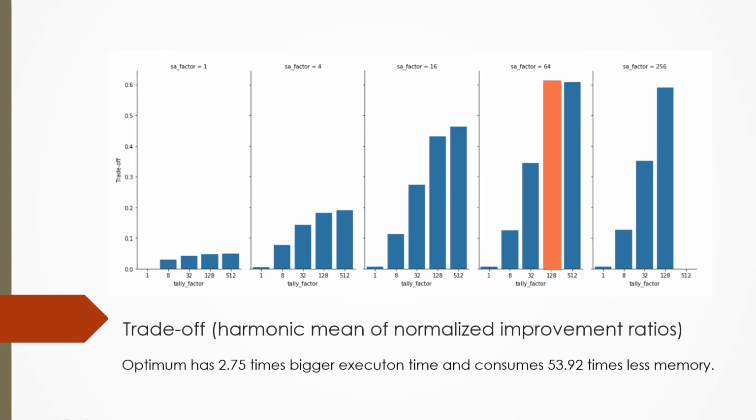As I mentioned before, there is a trade-off between execution time and memory consumption. To find the overall optimal combination of factors, results are normalized and their harmonic mean is calculated. This chart shows us that optimal parameters are 64 and 128 for suffix array and tally downsampling respectively. Optimal parameters give us 2.75 times bigger execution time and consume 53.92 times less memory.